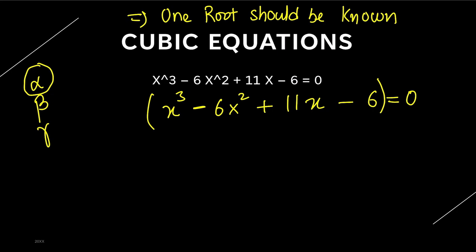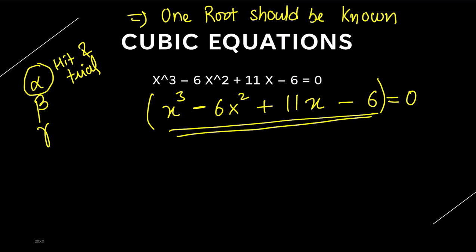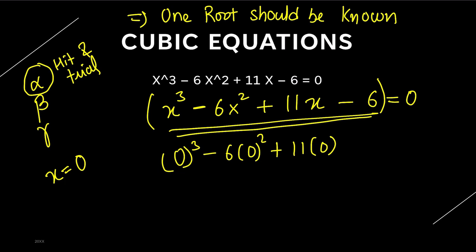But if they have not given you that one root, you have to use the hit and trial method to find that one root, right? How will you find it? Put some value of x which makes this equation 0, which satisfies this equation. Suppose I put the value of x as 0. Then x cube, that is 0 cube, minus 6 of 0 square plus 11 of 0 minus 6 gives me the value minus 6, which is not 0. Hence, x is equal to 0 is not a root of the equation.